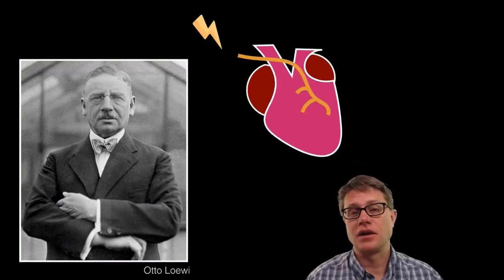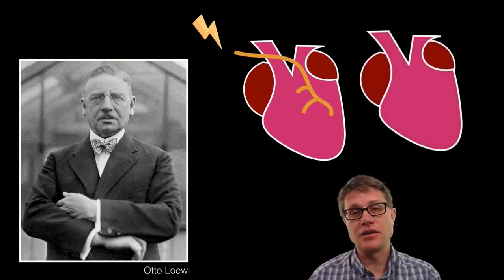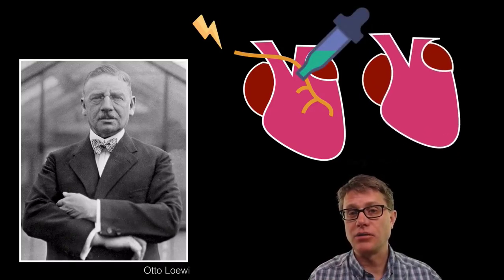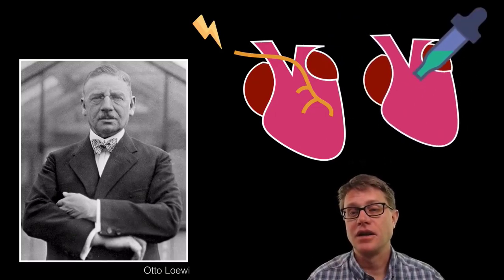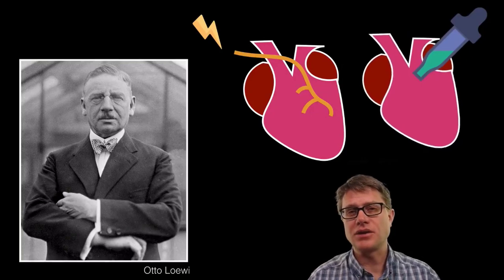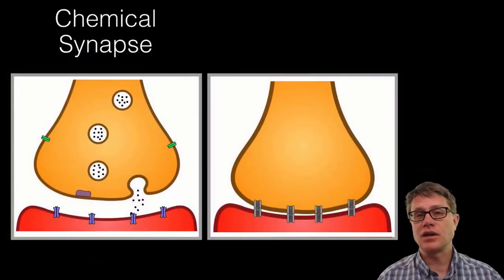He had the heart of a frog that was beating, and then he would stimulate the vagus nerve on the surface of the heart, and what that does is slow the beating of the heart. So we're sending a message to the heart. He then took another heart from a different frog, but he removed the vagus nerve, so there's no neuron there. He got it beating, but he moved some of the liquid from the stimulated heart to the non-stimulated heart, and it slowed down as well. What did that mean? There was something in the liquid. He discovered these neurotransmitters, and he discovered a chemical synapse.